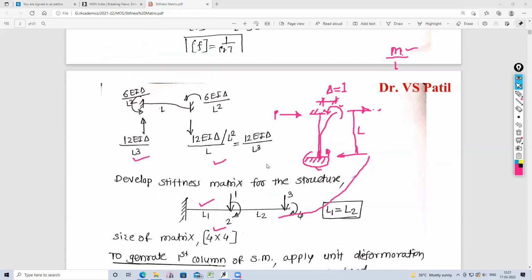So this is the first introduction to the stiffness matrix, the stiffness term. Then in the next part, I will explain how to develop the stiffness matrix.